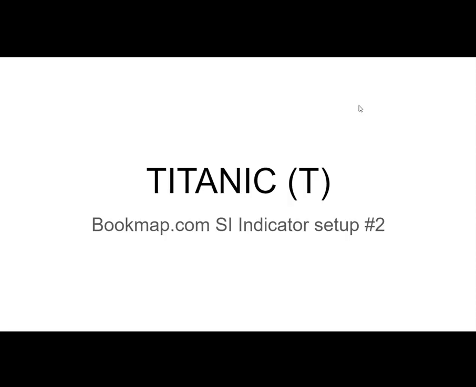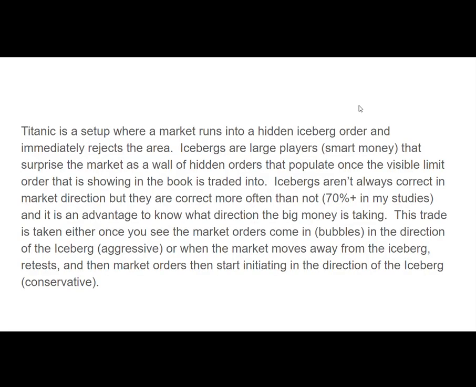Okay, so this is our bookmap.com stop iceberg indicator setup number 2, called the Titanic again. Titanic is a setup where a market runs into a hidden iceberg order and immediately rejects the area. Icebergs are large players, smart money we call them, that surprise the market as a wall of hidden orders that populate once the visible limit order that is showing in the book is traded into.